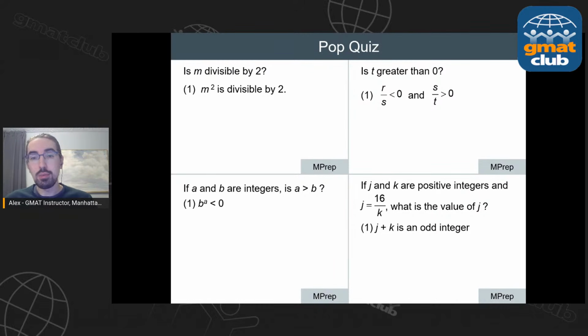So today we're looking at number properties. Those number properties are pieces of the code. So take a look at this first question. Let me know in the chat. What number property is this question really asking about?